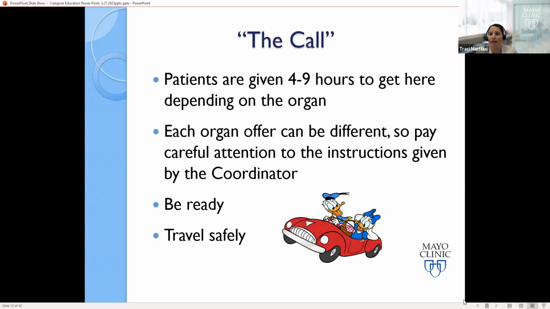In that social work packet, there is a suggested to-go list, like a packing list. I highly encourage you guys as caregivers to look at it as well. It does give you some ideas of what you might want to keep in a to-go bag.